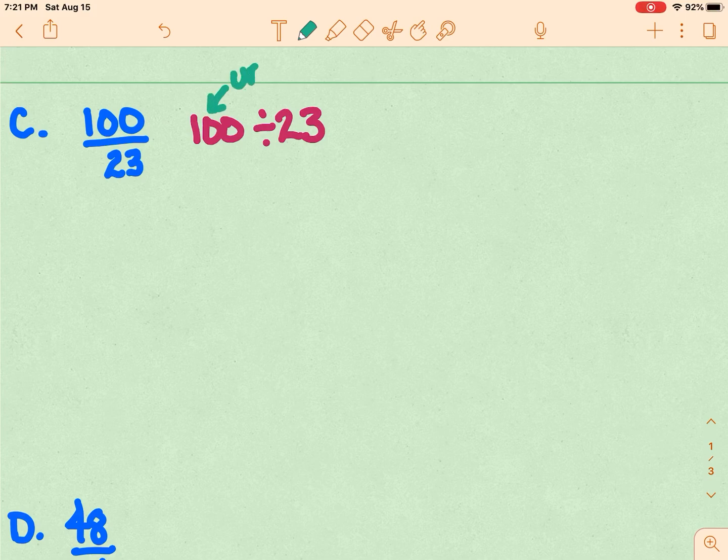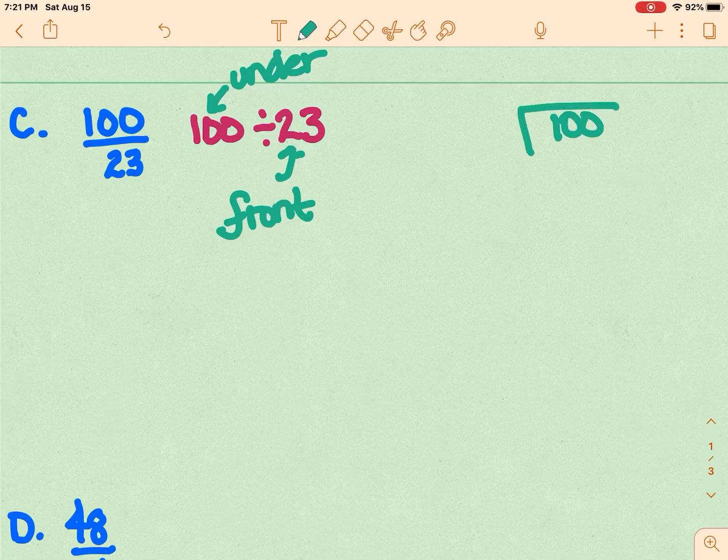This number goes under. This number goes in the front. So 100 divided by 23. Now remember, I want to see how many times 23 will go into 100 without going over. And the closest that it could do would be to go into 4 times.